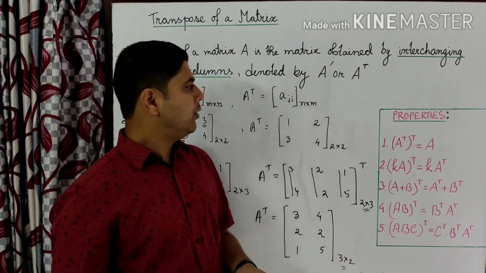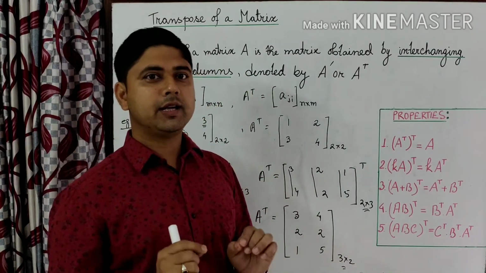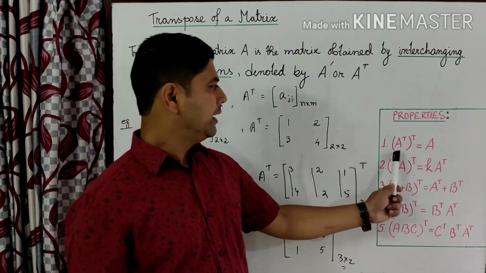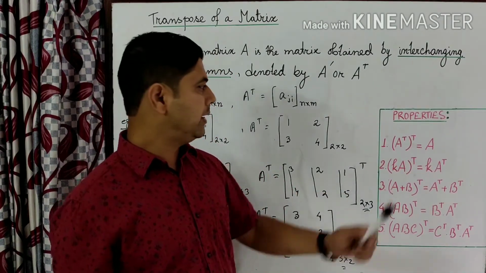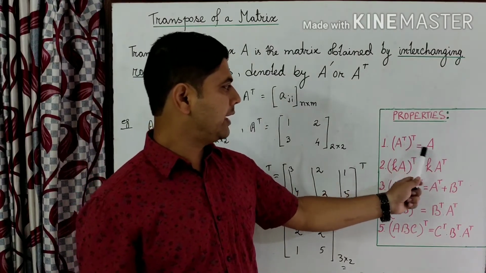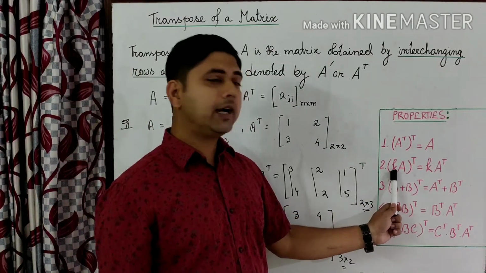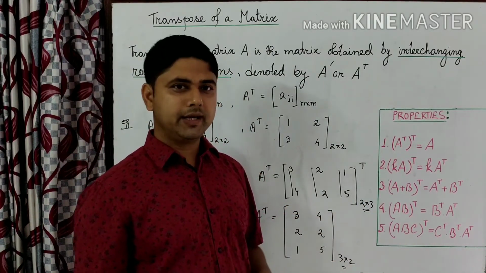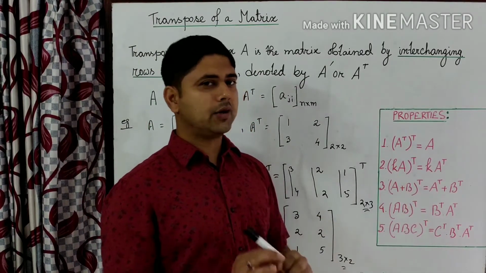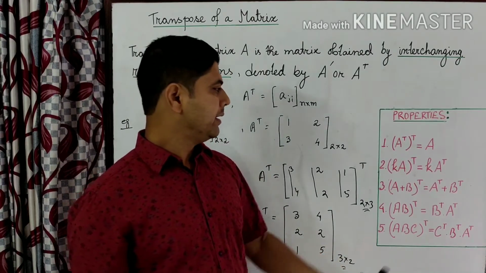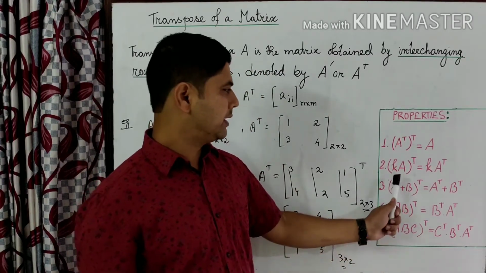Clear? Now here we consider some properties. These properties are so important in transpose of a matrix. First one is what? A transpose whole transpose. If you transpose this matrix 2 times, if you transpose A transpose again, then you have the original matrix A. Second one is what? K is a scalar quantity like 2, 3, minus 1, minus 3 like that. K A whole transpose equal to K, K is a scalar quantity, scalar quantity will not be transposed, into what? The matrix A transpose. You have this one. This is the second property.